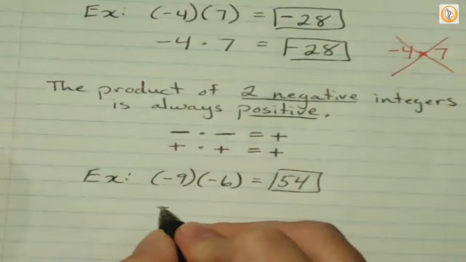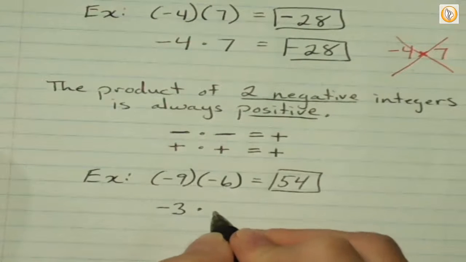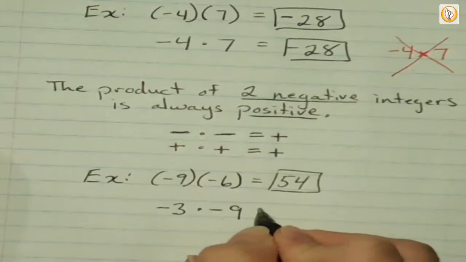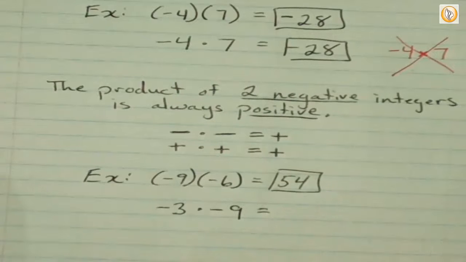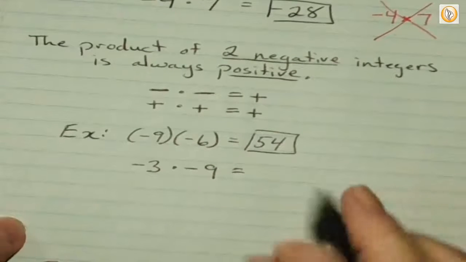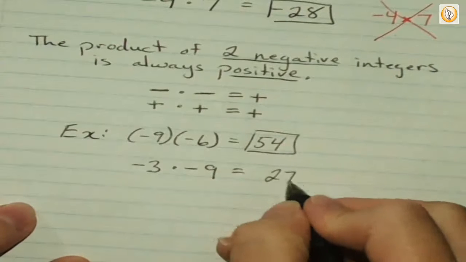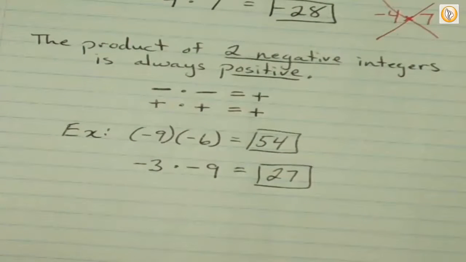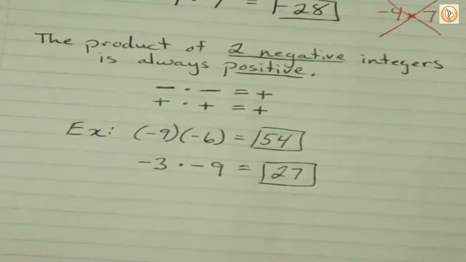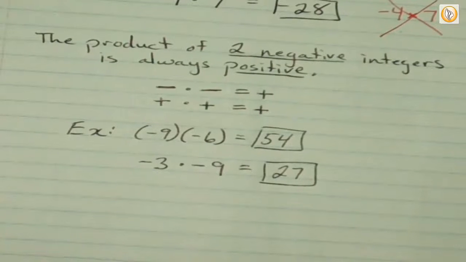How about -3 times -9? Joseph, you're so quiet. Is that going to be a negative or positive? Positive. And positive what? 27. You are correct. Shouldn't there be parentheses around the -9? Doesn't have to be. That's why I'm writing it different ways.